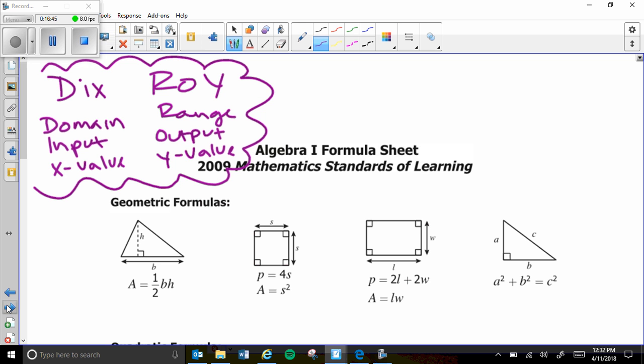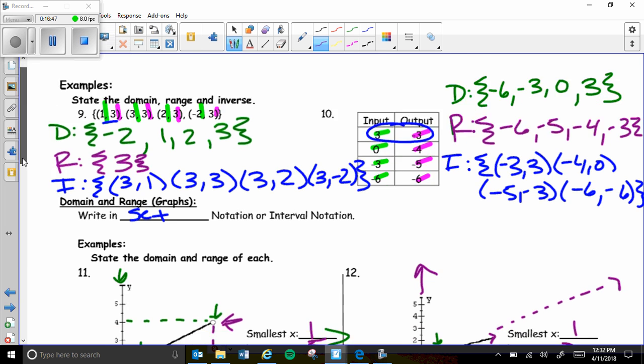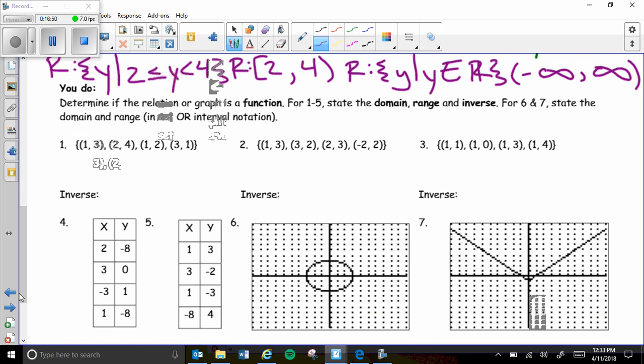All right, if you would go back to your UDO problems just so I can explain the directions really quickly. So the directions say determine if the relation or graph is a function. So you're doing that for 1 through 7. Tell me if it's a function or not a function. For 1 through 5, you're telling me the domain, range, and inverse. For 6 and 7, you're just telling me domain and range, and you can write it in set or interval notation. It does not have to be both. You can pick whichever one you'd prefer. So if you don't have any questions, you can go ahead and get started on those UDOs.